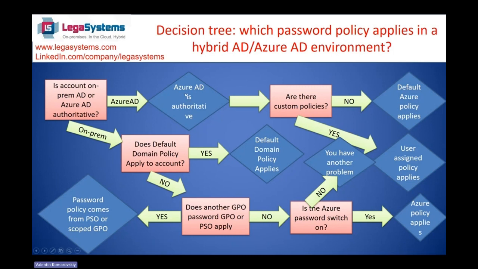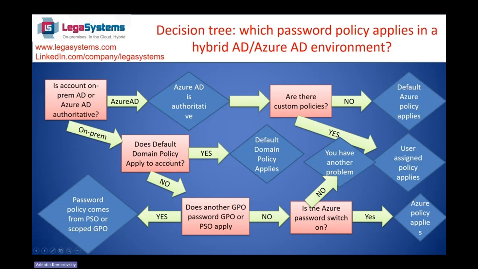For an on-prem account, you want to look at whether the default domain policy applies to the account. You can do that using RSOP, Resultant Set of Policy, for the user, or in the logon itself, or you can do it in Active Directory Users and Computers. You can run RSOP there. So if the default domain policy applies, then you get whatever policy is there by default.